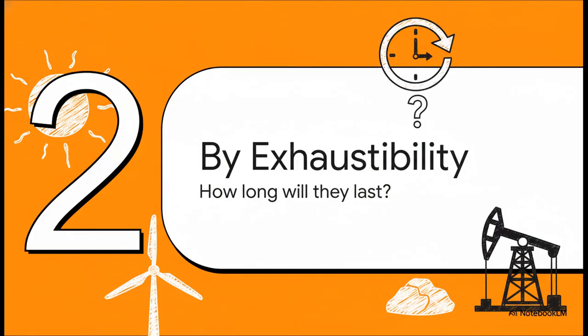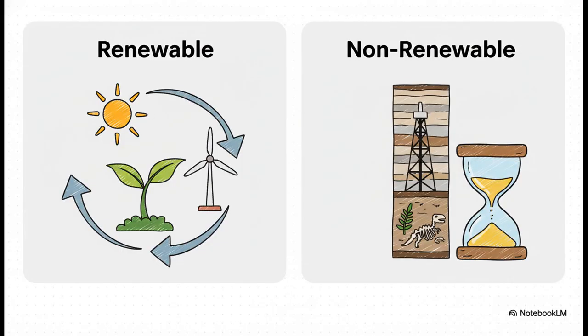So we have seen that resources can be living or non-living, but that is only one part of the story. The next important question is, how long will they be around for us to use? And that brings us to our next classification, by exhaustibility. Here, again, we have two types. Renewable resources are those that can be renewed or reproduced.